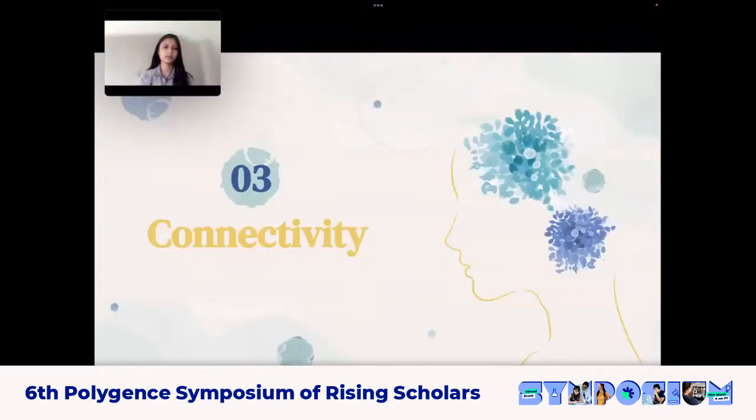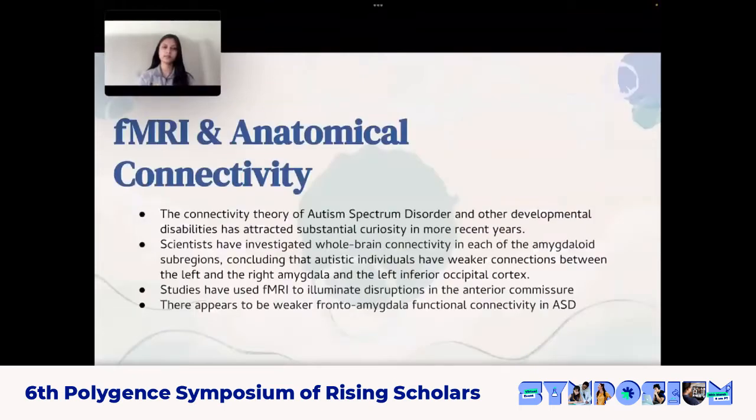My last section is about connectivity in the autistic amygdala. This slide will talk about fMRI and how you can use that to study anatomical connectivity in the amygdala. The connectivity theory of ASD has attracted substantial curiosity in more recent years. It's been proposed that atypical white matter and connectivity patterns are indicative features of neuropathology of ASD.